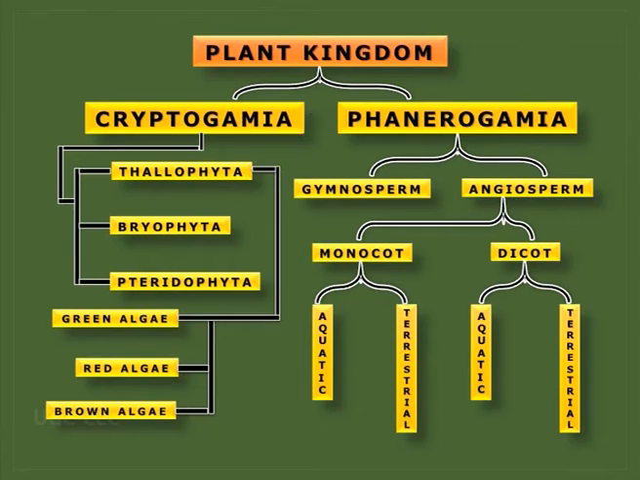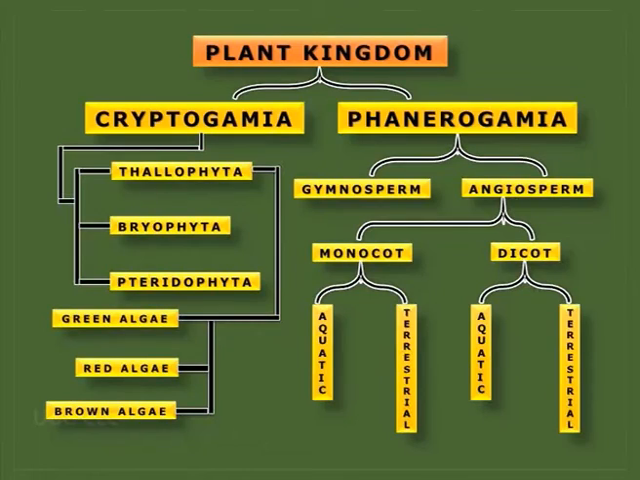On the other hand, the phanerogamia group, the flowering plants, can be divided into gymnosperms and angiosperms. Angiosperms can further be divided into monocots and dicots. Gymnosperms, what do you understand by gymnosperms? Means they have seeds which don't have any closure. Means these plants don't produce fruits. Their seeds are naked seeds. On the other hand, the angiosperms produce seeds which are covered, means coated. If we consider the evolution, then gymnosperms were more primitive than angiosperms.